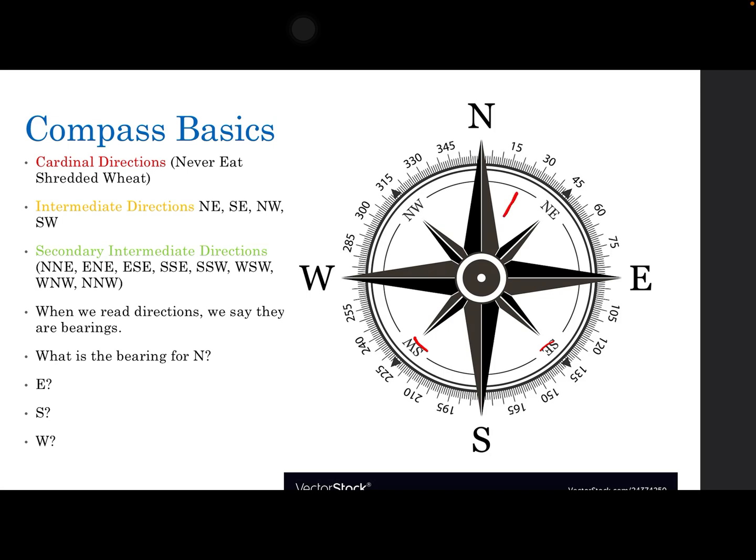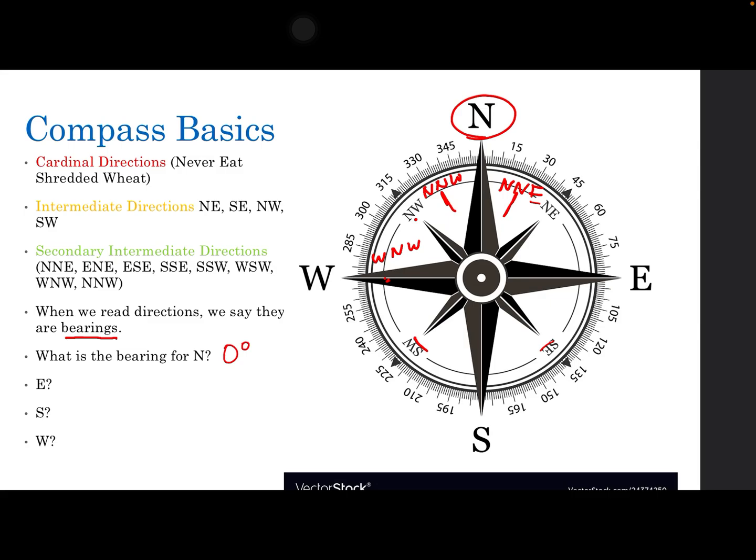So if you were here, it would be north-northeast. But here it would be north-northwest, but between these two, then you'd be west-northwest. You've got a lot of different degrees that can be in north-northeast or north-northwest. So a lot of times what we are going to do in here is bearings, and bearings are exact degrees. So the bearing for north, right at the top of the compass, is going to be 0 degrees.